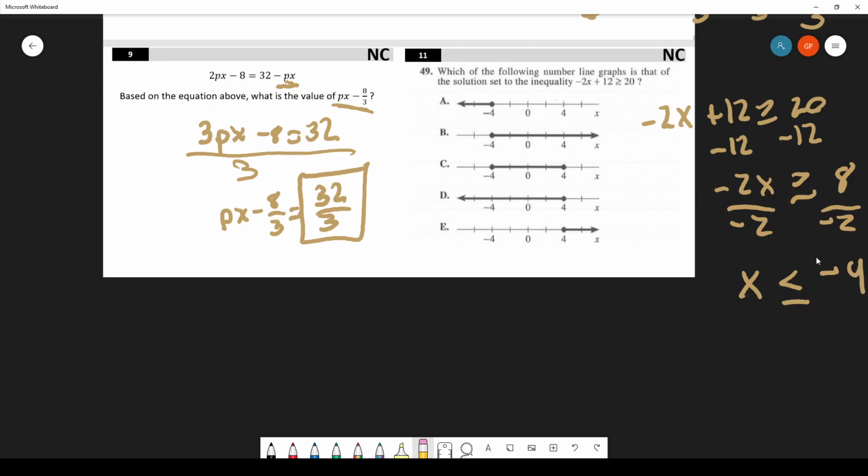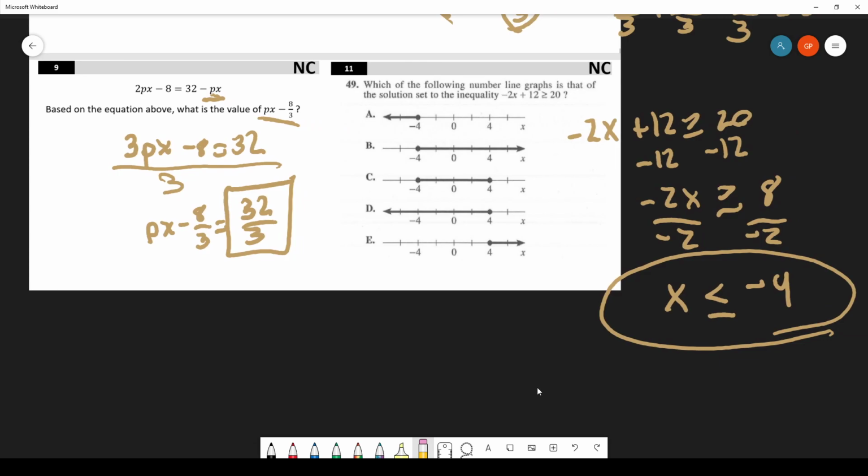So now I need to look at my graphs. And I need to see which one is equivalent to this right here. So less than or equal to means that the dot is going to be filled in. So I know that my dot is going to be filled in. Now, because it is less than, I know that it is going to be going towards the left of the number line. And I know that since it is less than or equal to negative 4, the point where it is filled in needs to be at negative 4. So now I need to see which one of these match. So looking at letter choice A, it seems to match, and that would be our answer.